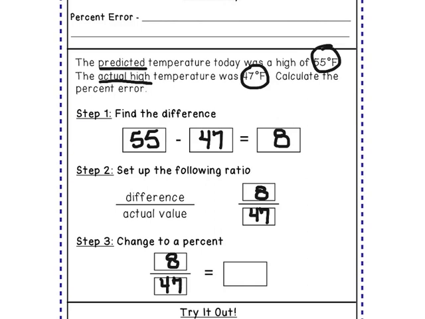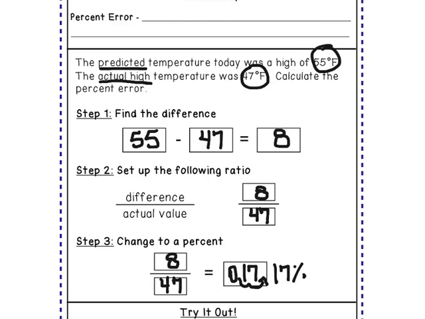If we take 8 divided by 47, we get a decimal, and I'm going to round it to the nearest hundredths place. So my decimal is 0.17, and it goes on, 0.21277, but I just rounded to the hundredths place. And if I move my decimal 2 places to the right, which is like multiplying by 100, I would get 17%.